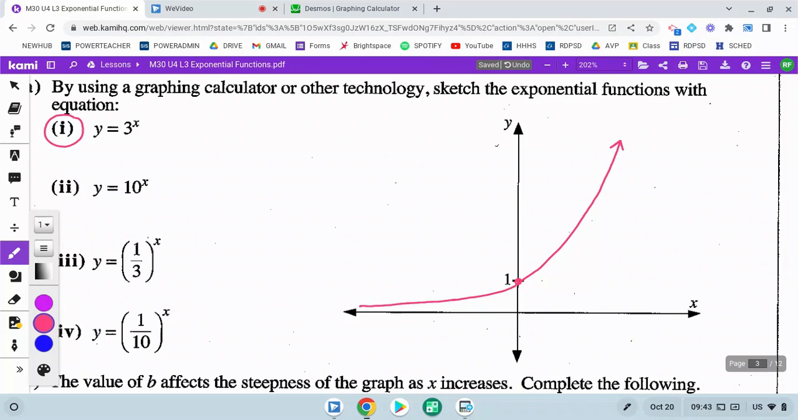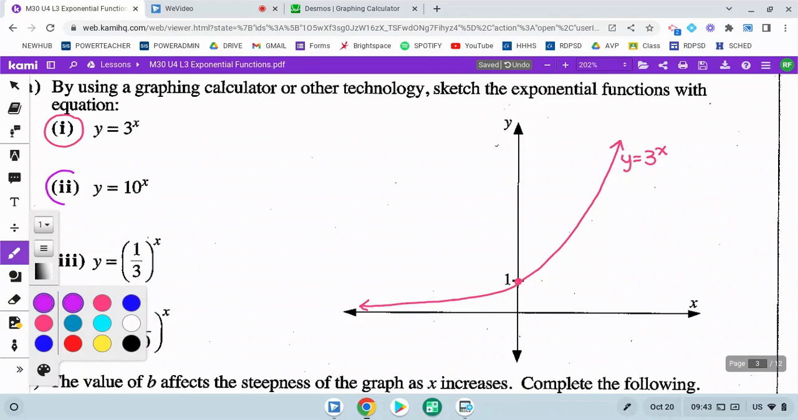So try and get it kind of halfway or even further out to the right, just so we have space for the other ones to draw in there. And you can put your little arrows on both sides. And I'm going to label this y is equal to 3 to the power of x.